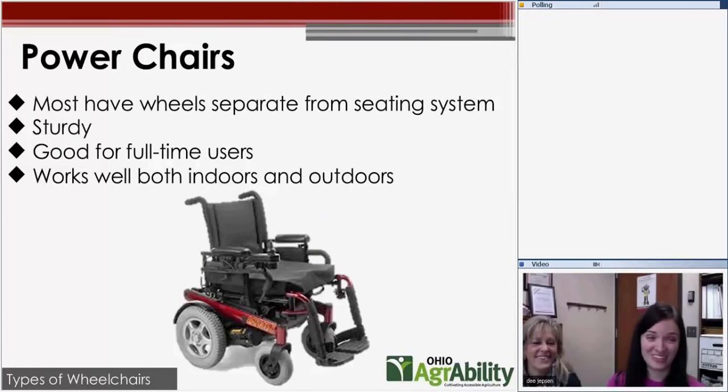And if you don't have the ability to operate a power or a manual chair or have a caregiver that can do so, you may want to think about getting a power chair. A common feature of power chairs is that the wheels are separate from the seating system. They are very sturdy chairs and have a lot of weight to them. They are good for full-time users who, again, are not appropriate for a manual chair, and they do overall work pretty well in both indoor and outdoor environments.